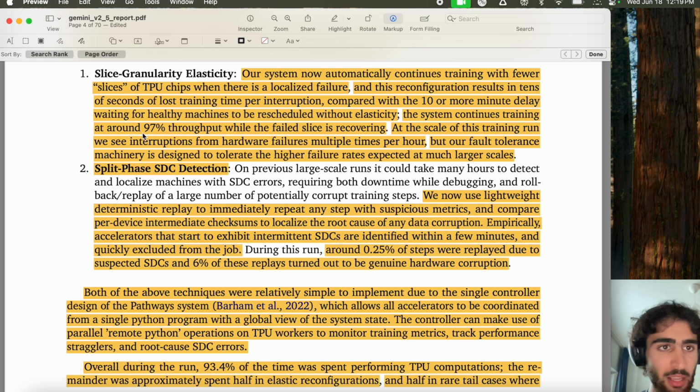Furthermore, the system continues training at around 97% throughput while the failed slice is recovering. So only a 3% drop in productivity for like 10 seconds. This is quite impressive at the scale that they're training on. And like I said, they have interruptions multiple times per hour, but the fault tolerance machinery is designed to tolerate the higher failure rates expected at these large scales.